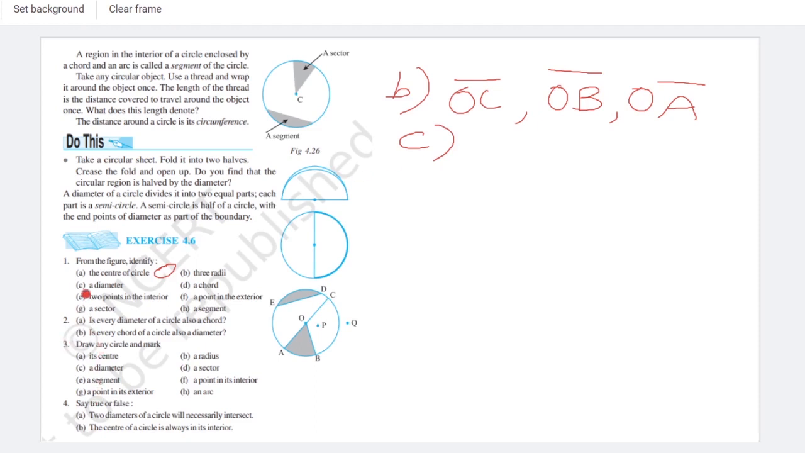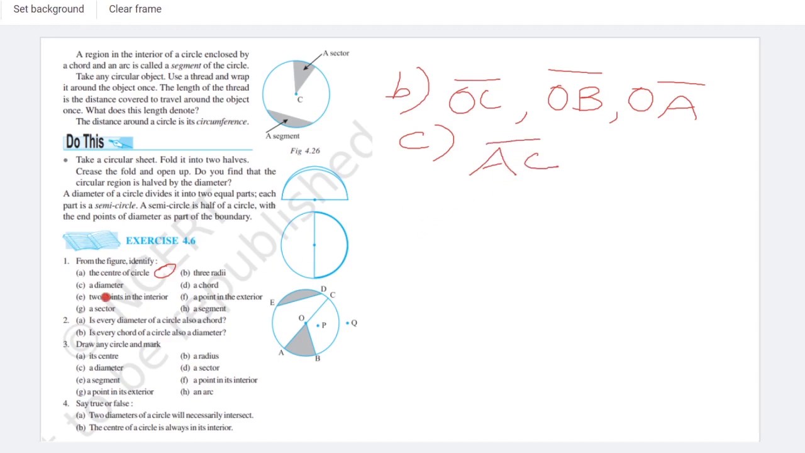Next one is the third one, diameter. Diameter means it will be the longest chord and it will be dividing the circle into two equal parts. So which one will be the diameter here? OA and OC, these two radii joined together will form a diameter. So the diameter will be AC.